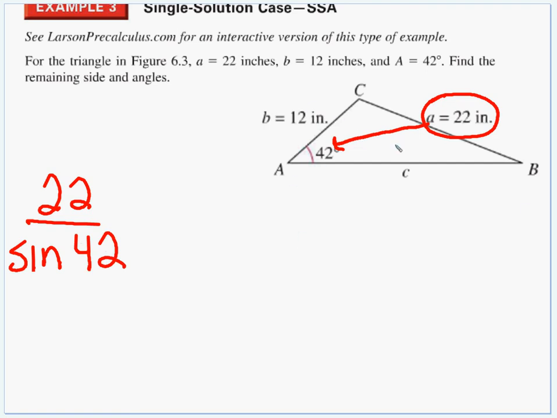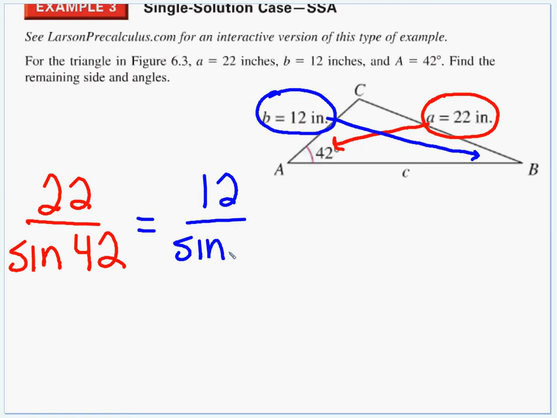Now if we look at our other given information, the only other thing we got is this side b, and we don't know the angle across from it. But let's set up a proportion. So that's going to equal 12 over the sine of angle B. So here they're forcing us to find angle B first. As soon as we find angle B, we will check for another possible triangle.